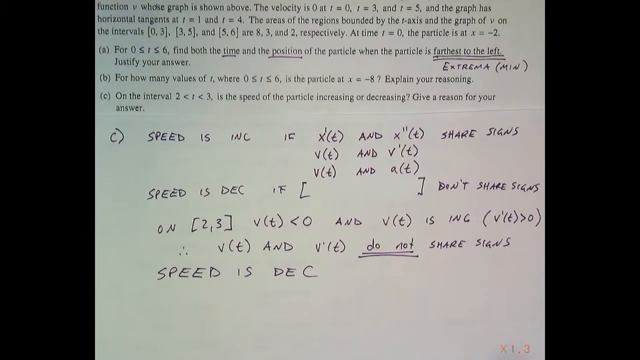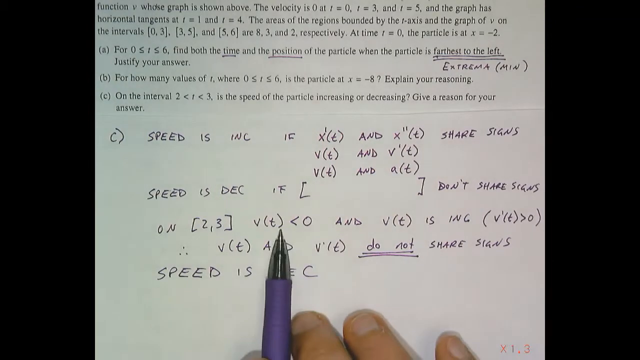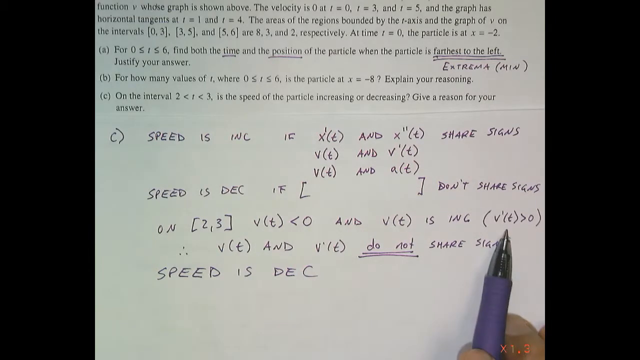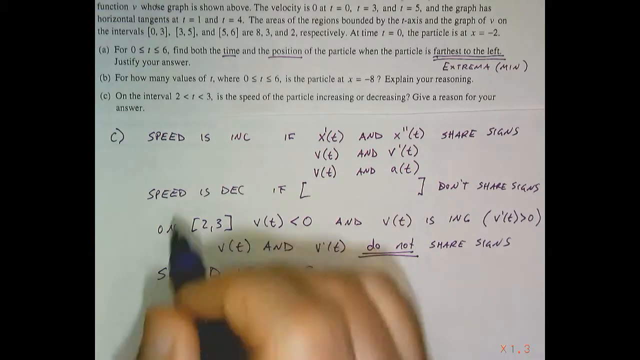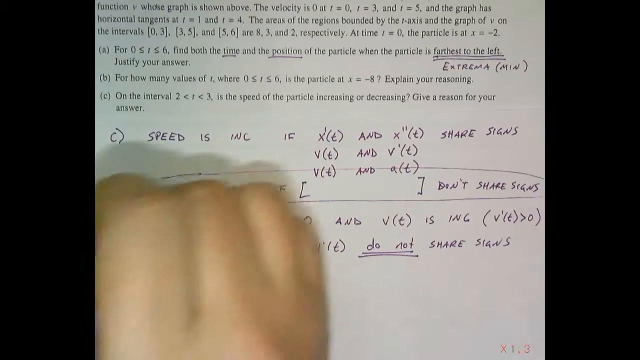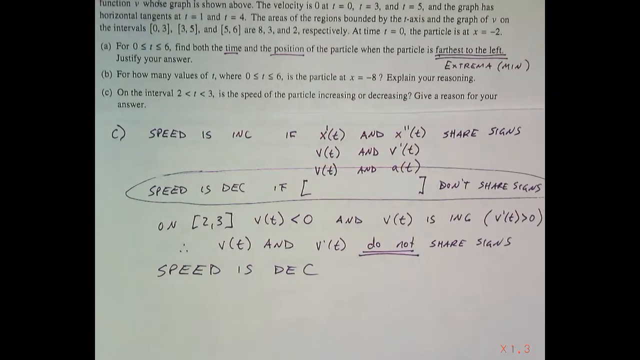Okay. So that's part C. Give a reason for your answer. The reason is right here. V of t is less than 0, but v prime of t is greater than 0. So speed is decreasing when we don't share signs, and we are not sharing signs between velocity and acceleration.